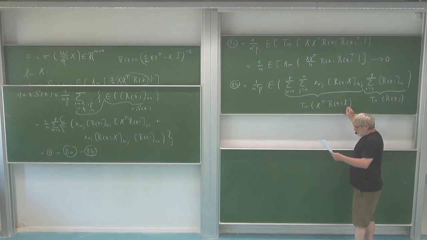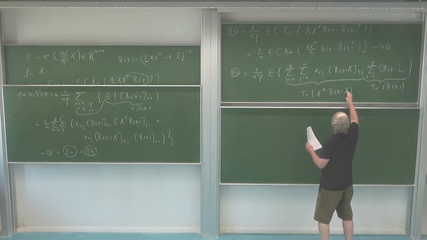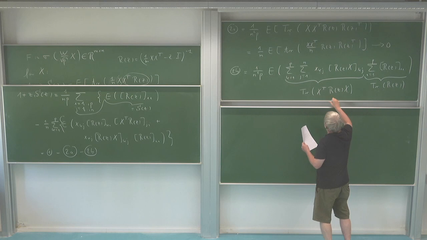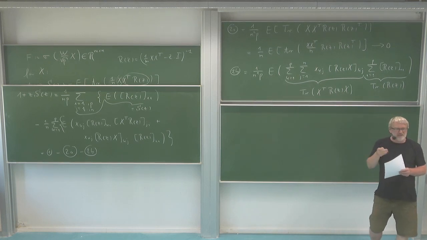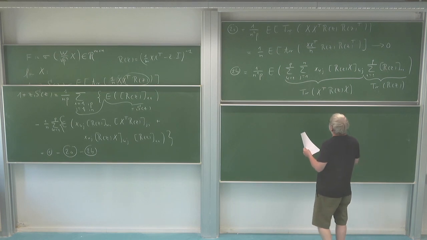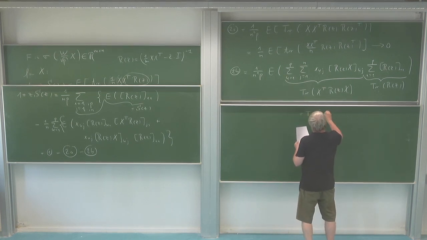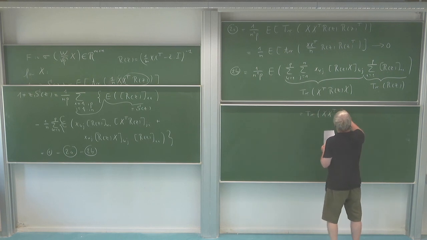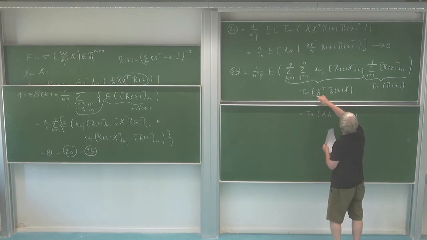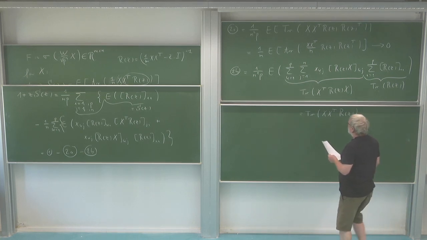Or maybe it's even better to move this x to the beginning, because then we get back our x times x transpose. That's actually the operator, the matrix in which we are really interested. So this here is actually the trace of x transpose R of Z. This guy here.